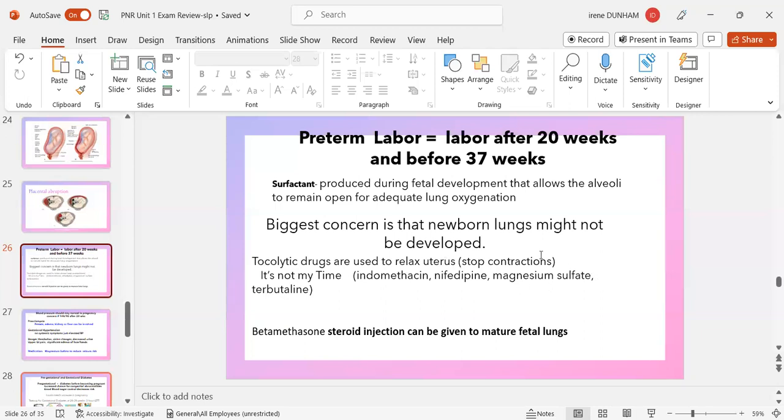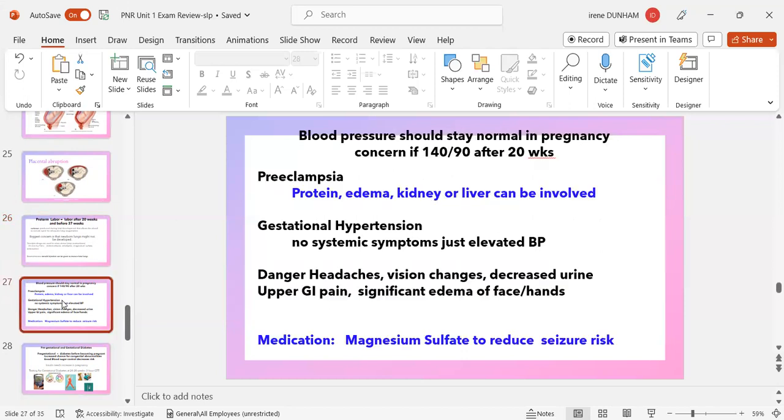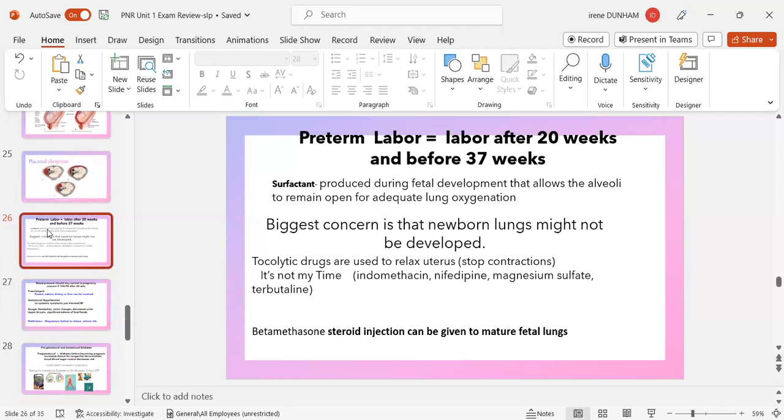And usually it's the magnesium sulfate that can stop those contractions. We use that in premature labor. We always want to stop it as much as we can. Okay, any other questions about the slide about preterm labor? No. Okay, good. All right, so we're going to move right along here. All right, that was that one.